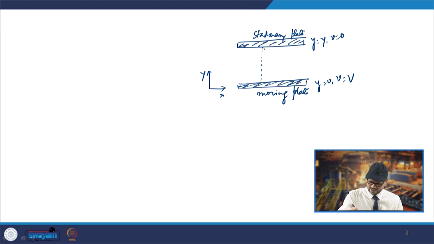So, the plate will be stationary itself, but the fluid which is here will start moving with the velocity v. So, you will be seeing a kind of velocity gradient as we move in this direction.